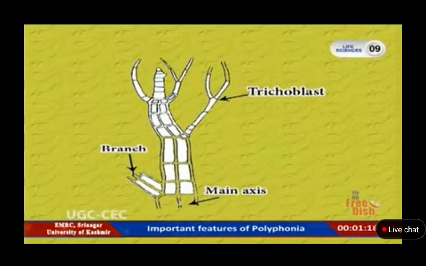Another type of branches found in Polysiphonia are called long branches or branches of unlimited growth. They are polysiphonous and may bear trichoblasts arranged in a linear manner.